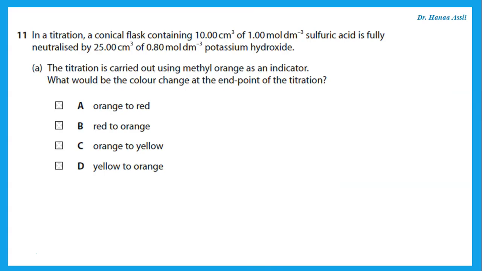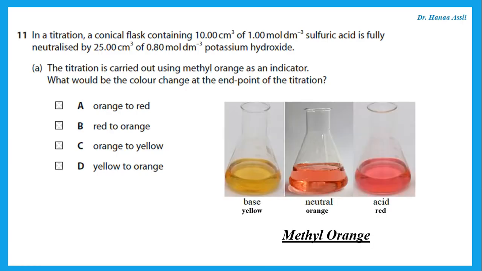In a titration, a conical flask containing 10 cm³ of 1 mol/dm³ sulfuric acid is neutralized by this amount and concentration of potassium hydroxide. The titration is carried out using methyl orange as an indicator. What would be the color change at the end point? You should remember what are the colors of methyl orange.